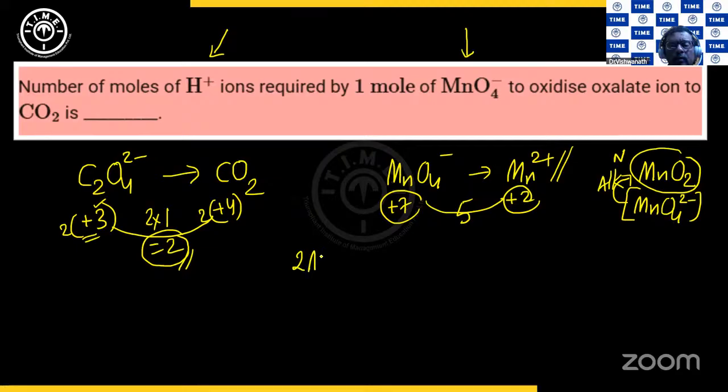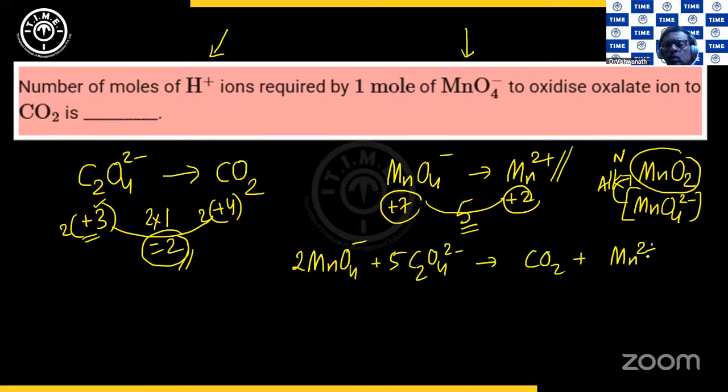So 2 MnO4 minus. And this 5 will become the coefficient of C2O4. So 5 C2O4 2 minus. Giving rise to what? CO2 and Mn2 plus, which we need to know because it is an acidic medium. MnO4 minus changes into Mn2 plus. Now look at the reactant coefficients and then adjust the coefficients of the product. How many carbons are there? There are 10 carbons, so put 10 CO2. This 5 into this 2 is 10. And there are 2 Mn, so put 2.